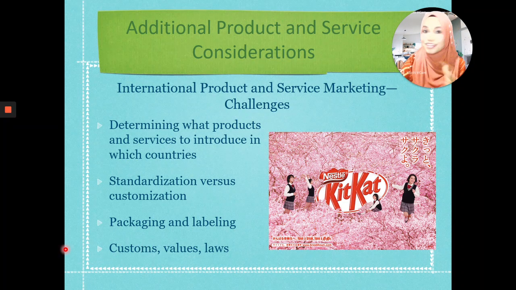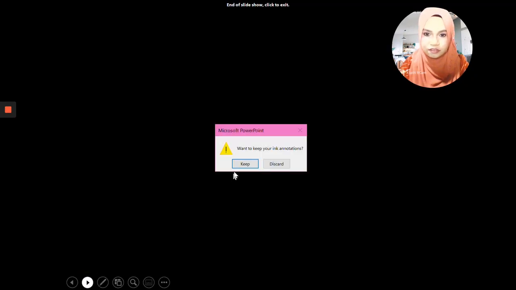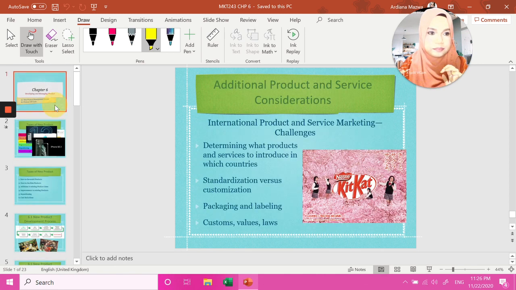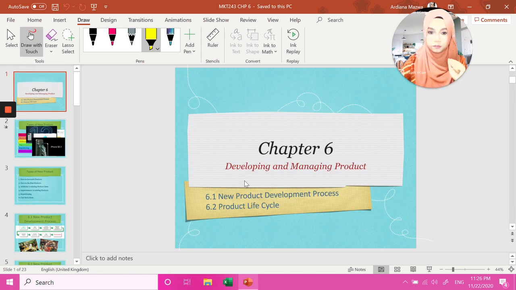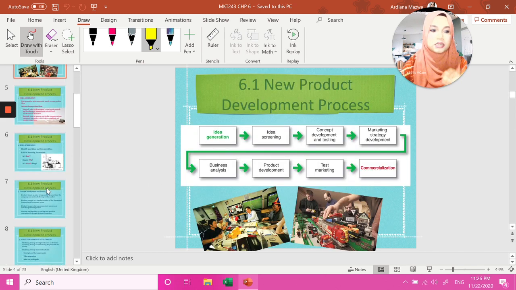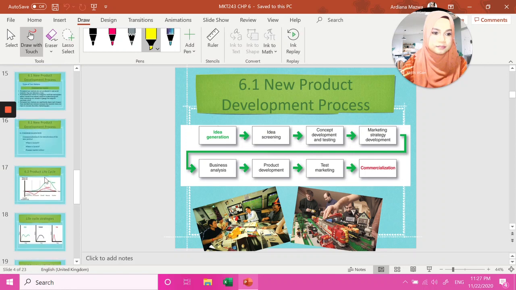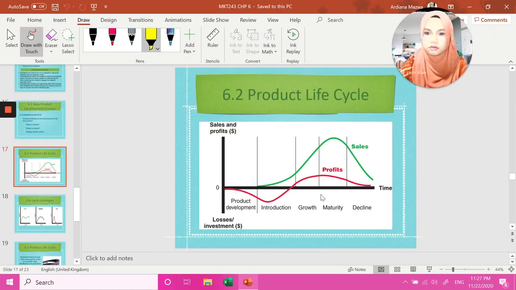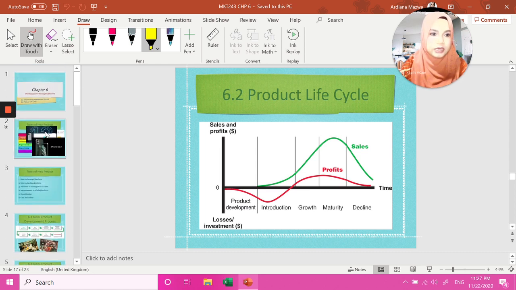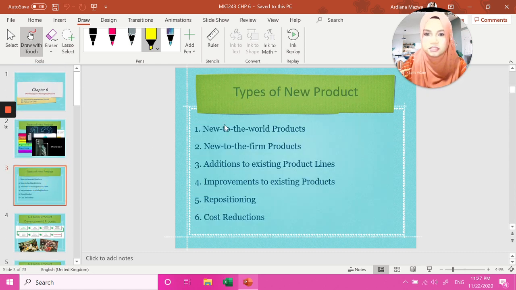All right, so that's all about chapter 6. I hope you are able to understand everything that I've covered. In this particular chapter, basically there are two things: the new product development process, which consists of these 8 steps, and the product life cycle, which is important, this particular graph. And don't forget, I also explained to you that there are 6 types of new product.